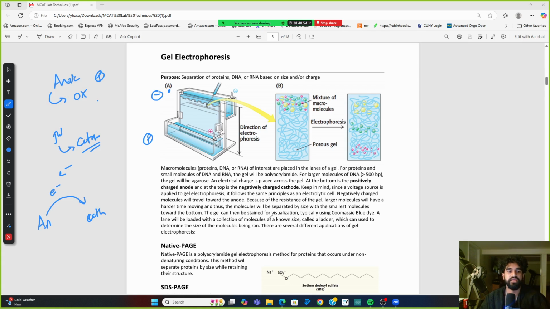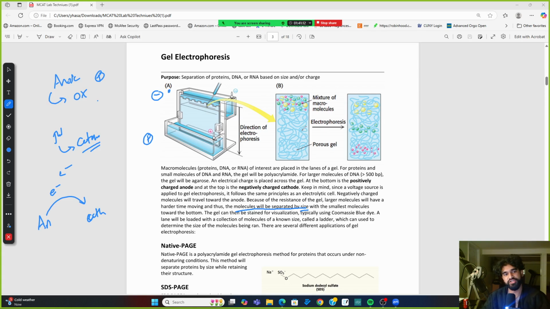Okay. Because of the resistance of the gel, larger molecules will have a harder time moving, and thus the molecules will be separated by size, right? So there's two things that are separating the molecules here. Molecules will be separated by size, and negative molecules will be attracted more towards the bottom, right?